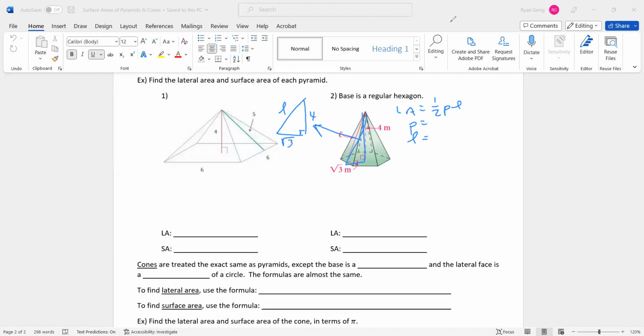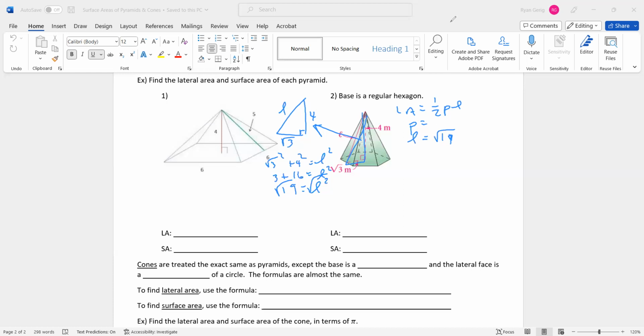So I'm going to do the Pythagorean theorem to figure out L. So the square root of 3 squared plus 4 squared equals L squared. So that's 3 plus 16 equals L squared. So 19, square root of 19 is the slant height. And I'm just going to leave that alone, square root of 19. Okay.